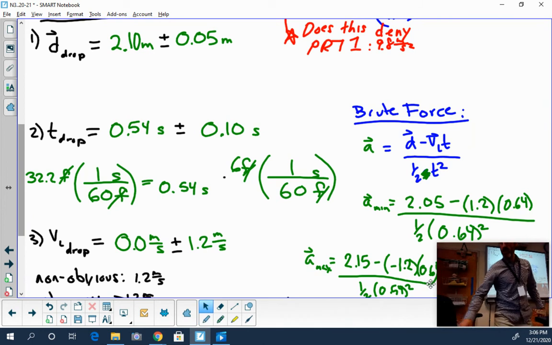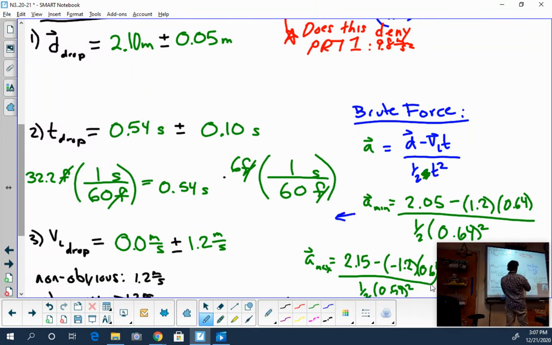And so I'm just going to run these numbers for you. You could run these numbers too. It's not a hard thing to do. Let's see, 1.2 times 0.64 equals, we'll make that now plus, plus 2.05 times 2. That's the same thing divided by half, divided by 0.64 squared equals. Okay, the minimum possible acceleration I'm getting here is about 6.3 meters per second squared.